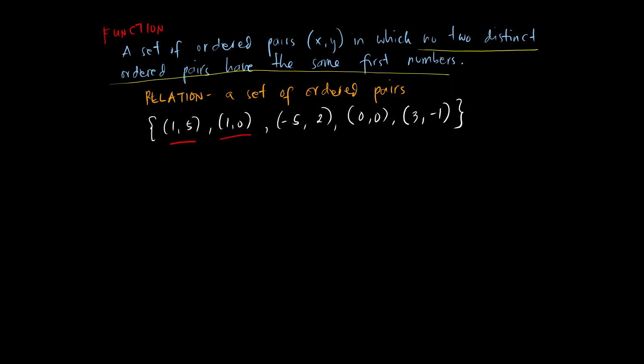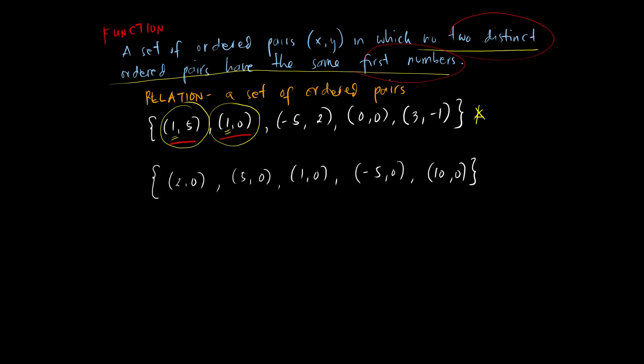Going back to the definition of a function, no two distinct ordered pairs must have the same first numbers. And looking at the first two ordered pairs in our example, they have the same first numbers, which is both equal to 1. So it means that this set of ordered pairs is not a function, but simply a relation. What about the next example? Is this a function or simply a relation?